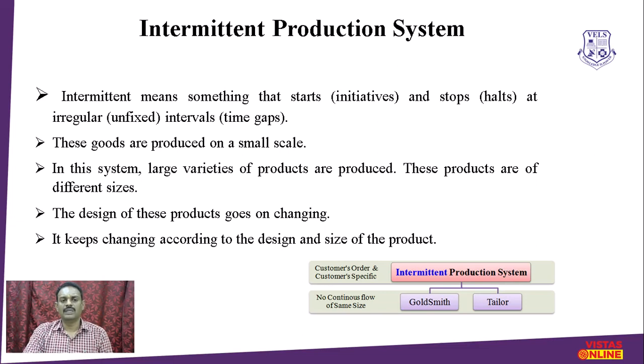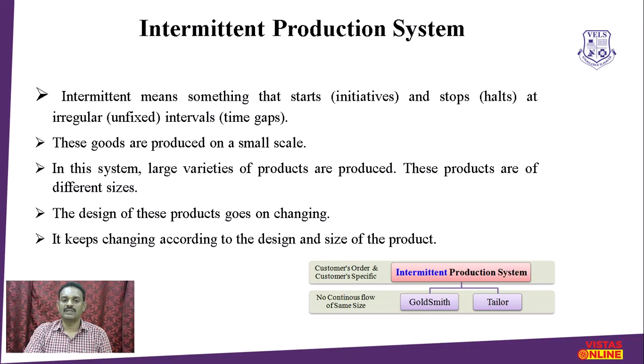So intermittent means something that starts and stops at irregular intervals. There are no frequent or fixed intervals. That is not possible here. Depending upon the orders only, they will start the production. These goods are produced on a small scale basis because they are receiving orders in small quantities. Based on that they produce the product, and once the order is finished, they stop.